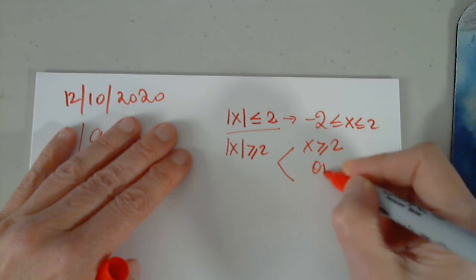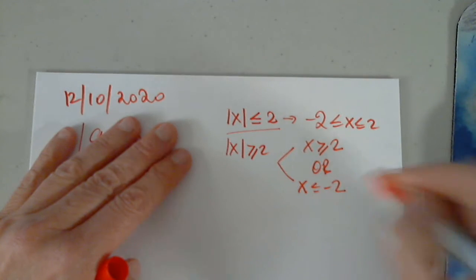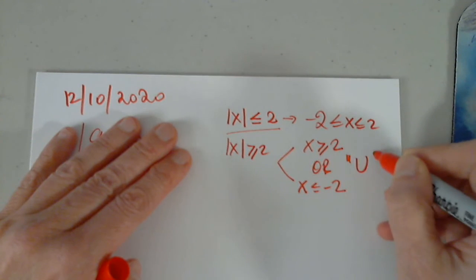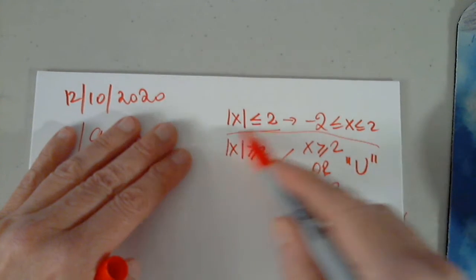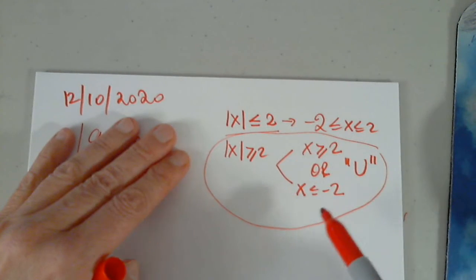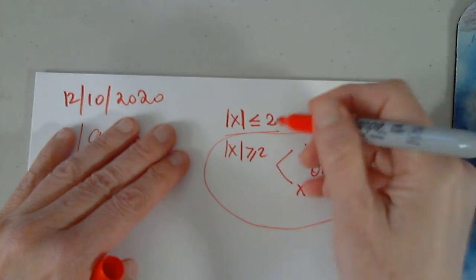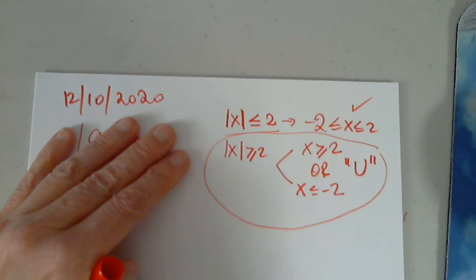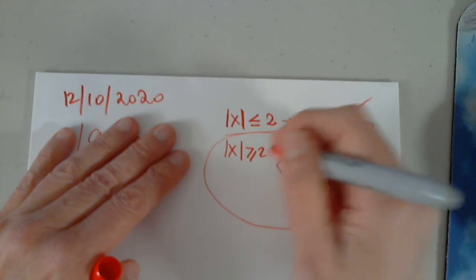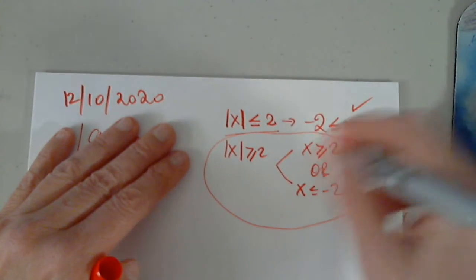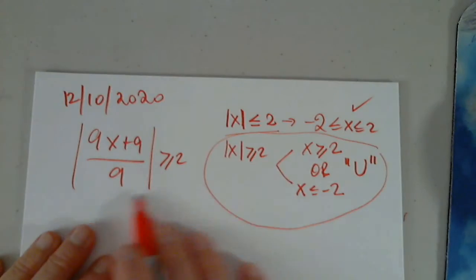Greater than or equal to 2 or less than or equal to -2. And the solution has to have the union. So obviously this is much more complicated. When the absolute value is less than or equal to 2, done. But when it's greater than or equal to a positive number, then I have all this thing to do. And that's the situation here.